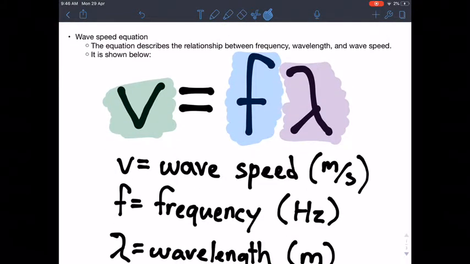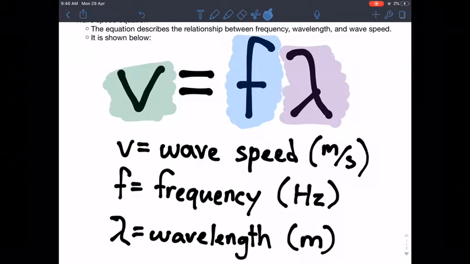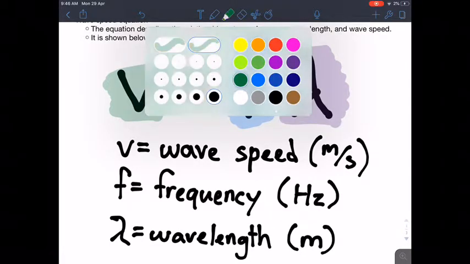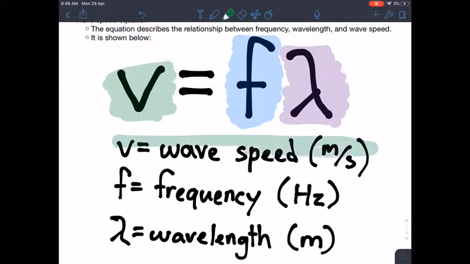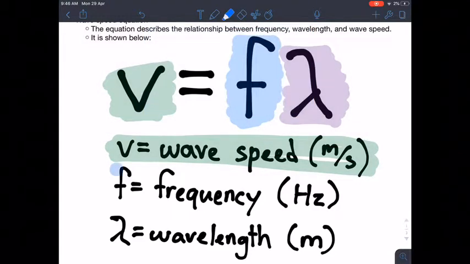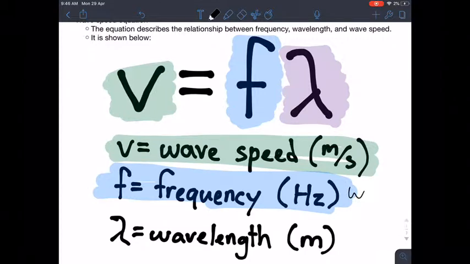The next step is to look at what we call the wave speed equation, which we have written right here. This describes the relationship mathematically. It also shows an inverse relationship between frequency and wavelength. So what do these symbols mean? We have a V. The V here represents wave speed, which is measured in meters per second. We then have F, which represents the frequency. Frequency is measured in hertz. Hertz is also known as waves per second.